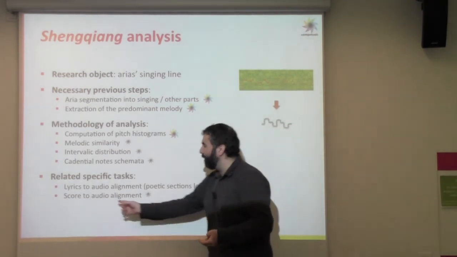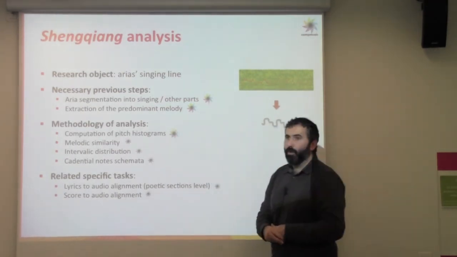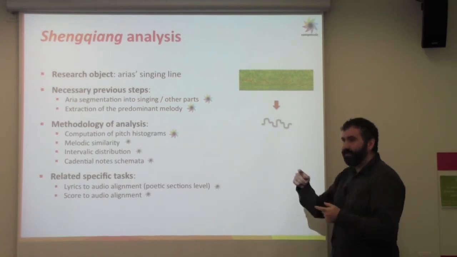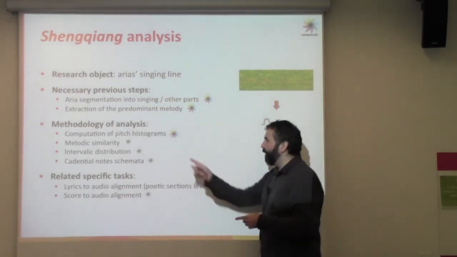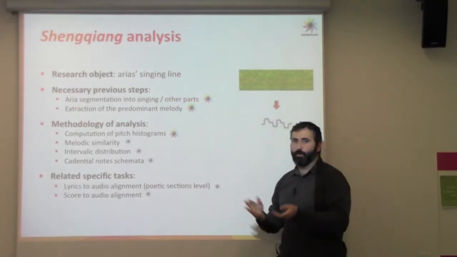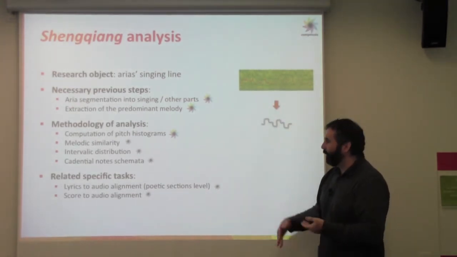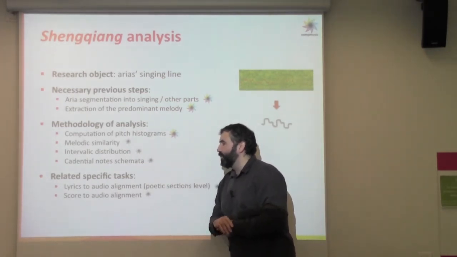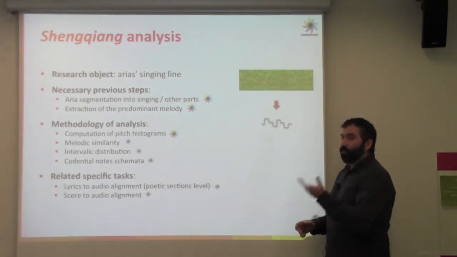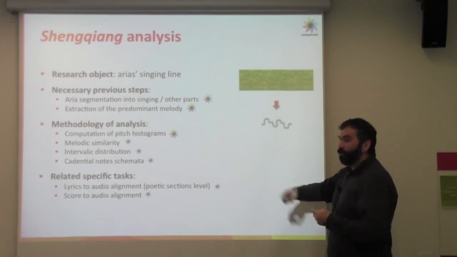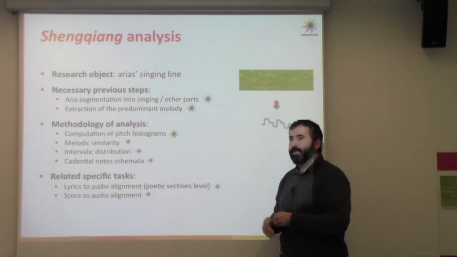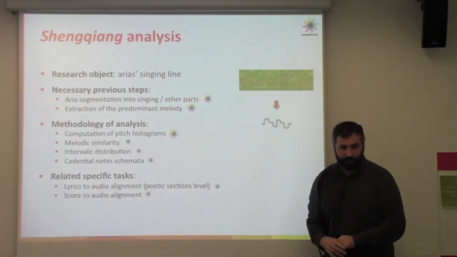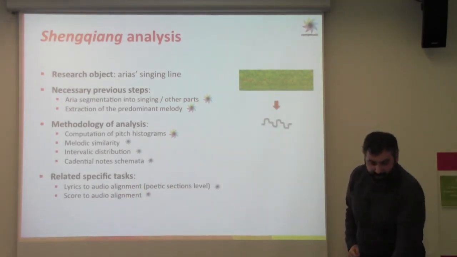And if we have the score aligned to the audio, we can also benefit from that for the computation of the first degree of the scale, so we can have the histogram normalized to the first degree. We can also work better on the intervallic distribution and the computation of the cadential notes, because as you listened before, this music has a lot of glides and vibrato, so it's better to have the score aligned to the audio to work with notes. So that's about the analysis of Shengqiang.